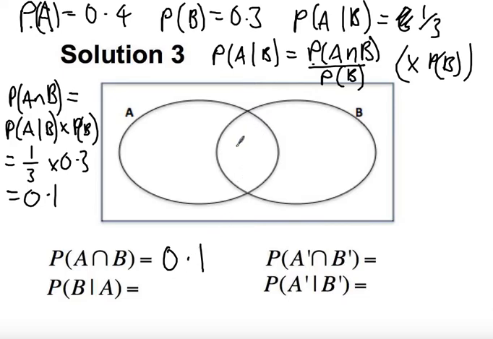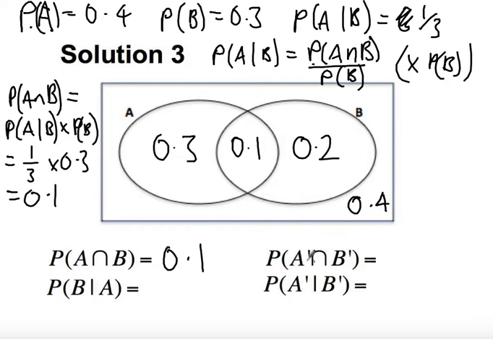I can fill that in on my Venn diagram now. So that's 0.1. I can fill in the rest of A. That would be 0.3 because these two add up to total 0.4. I can fill in the rest of B. That will add up to 0.3. So that's 0.2. In total, in all these sections, I've got 0.6. So on the outside, I'm going to have 0.4.